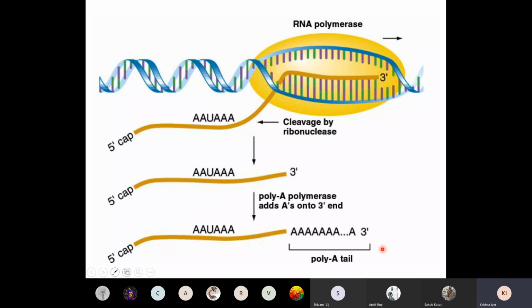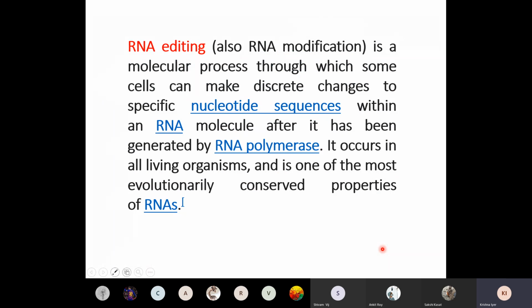Now the last part, which is what is called RNA editing. This is something which is a little more tricky. It says RNA editing is a molecular process through which some cells can make very discrete changes to specific nucleotide sequences within an RNA after it has been generated by RNA polymerase. In fact, more correctly, I should say after it had already been subject to 5' capping, intron removal and poly A tailing. So this is over and above that.